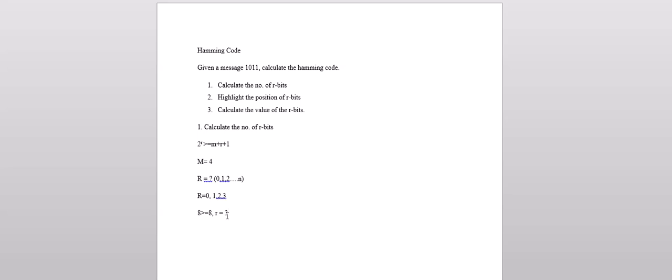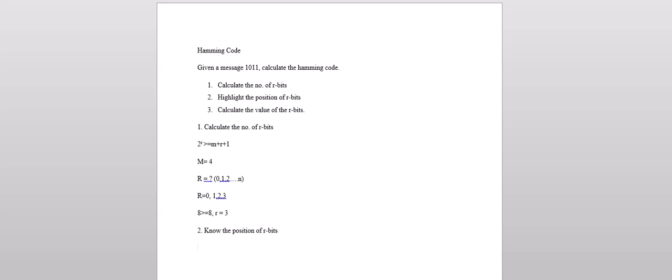So these computers were not that advanced back in the day. So we have 7 bits in total, because we are going to be having 4 message bits as seen within our message, and then we have 3 redundant bits. So that takes us to our step number 2, where we need to highlight the position of our bits.